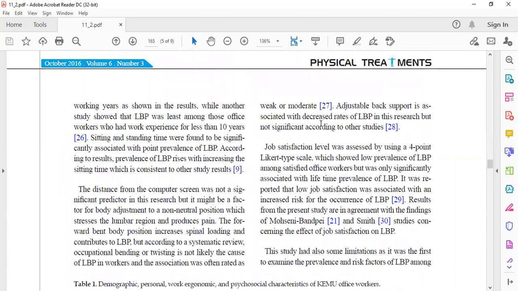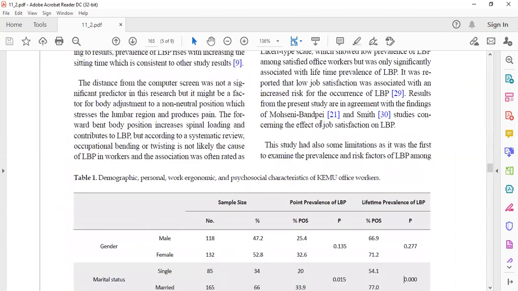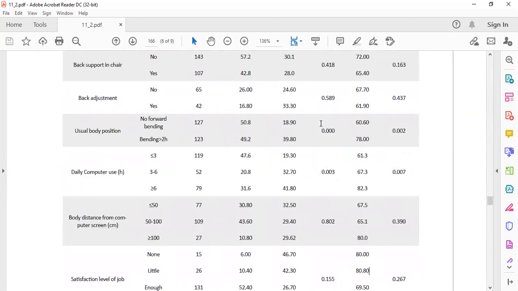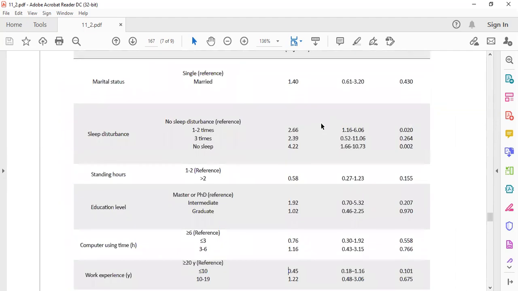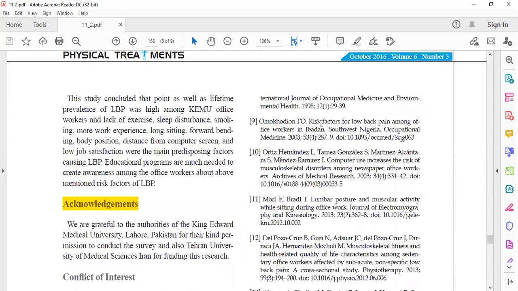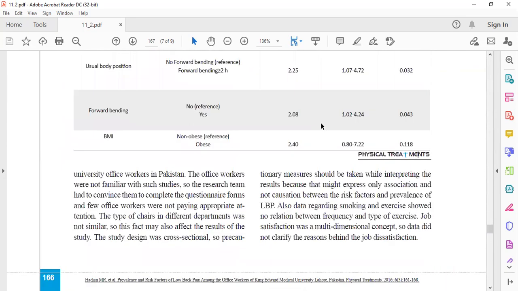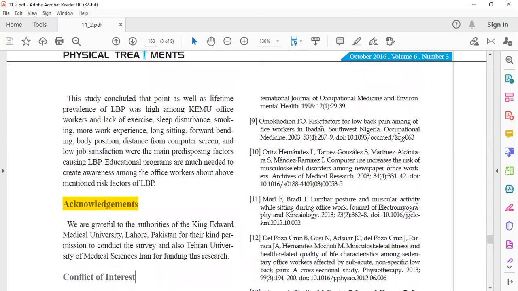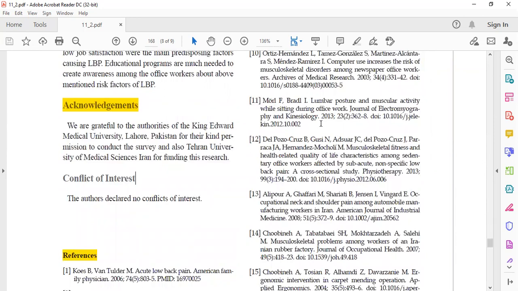After this, here are all the tables of my results. These are all the tables and there might be some graphs too. After that there will be a conclusion portion too. I think in this article conclusions are not given. It might be according to the format of the journal. Here will be the acknowledgement.